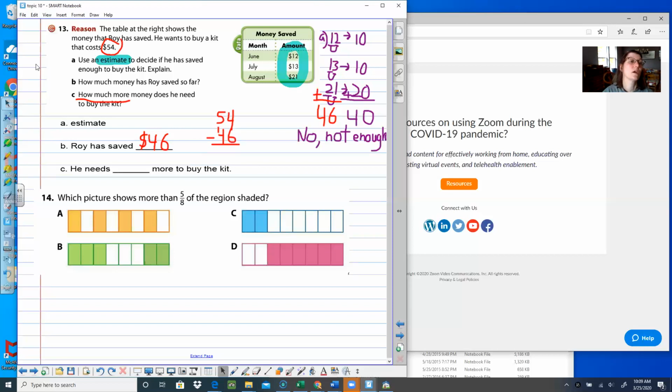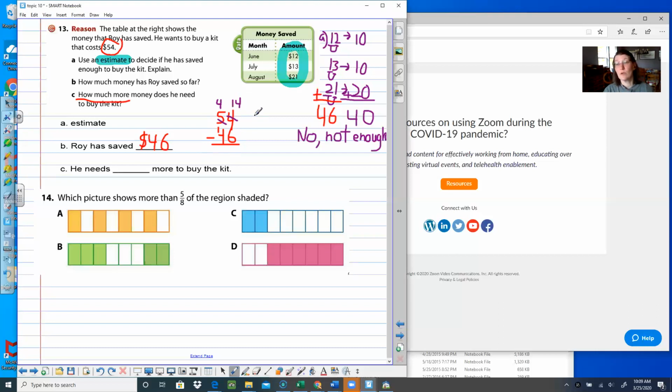Okay, so we are ready to borrow. I cannot do 6 take away 4. So I'm going to cross out my 4, cross out my 5. Now when I go next door to borrow, my 5 is going to become a 4. And I'm going to add 10 because I borrowed 10, and that is now 14.